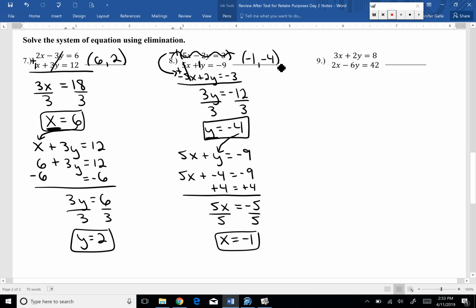Again, writing that answer as an ordered pair, that's the preferred way, but if you've got x equals and y equals, I'm fine with that too. Works for me.